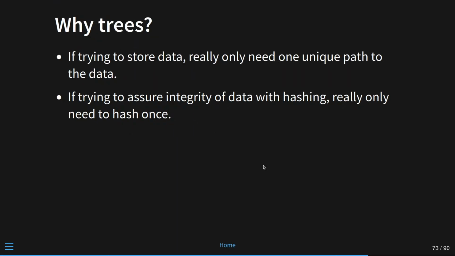If you're trying to store data, you really only need 1 unique path to the data, and oftentimes it is better to only have 1 unique path. And if you're trying to assure the integrity of data with hashing, you really only need to hash once. So if you are using SHA 512 or 256 over some file system, or over changes to a file system, perhaps in a version control system, you're going to want to do that uniquely. So you're going to want to enforce the tree property over whatever your data representation is.